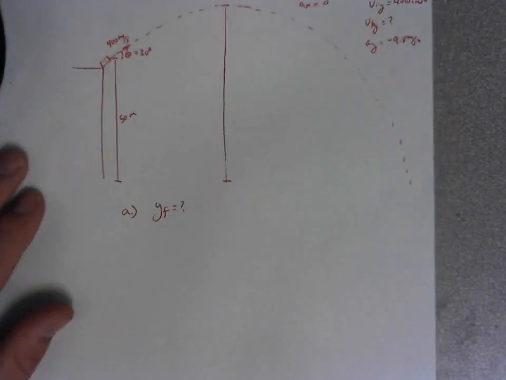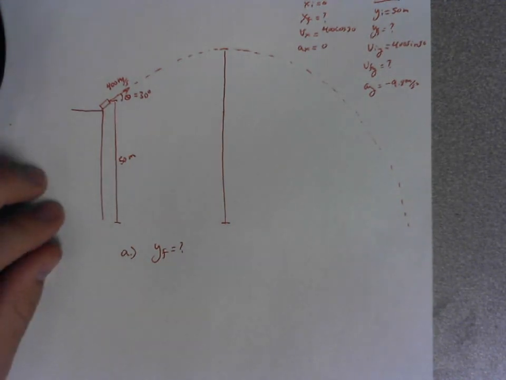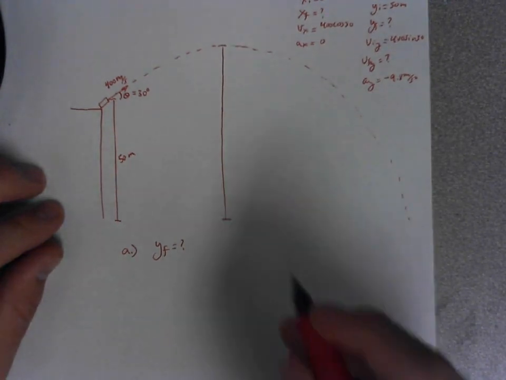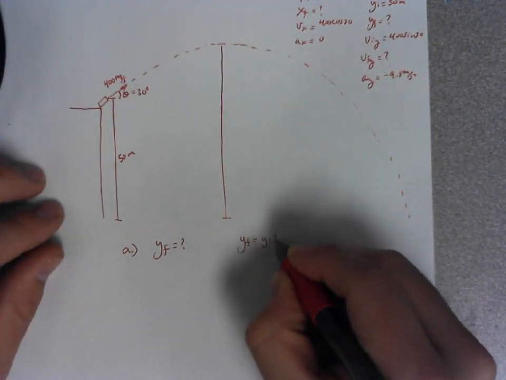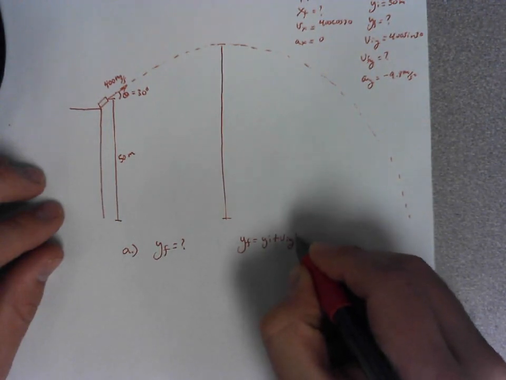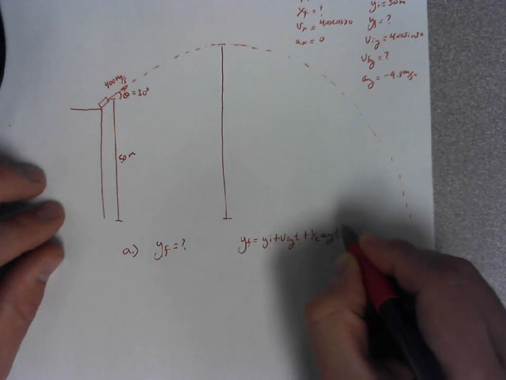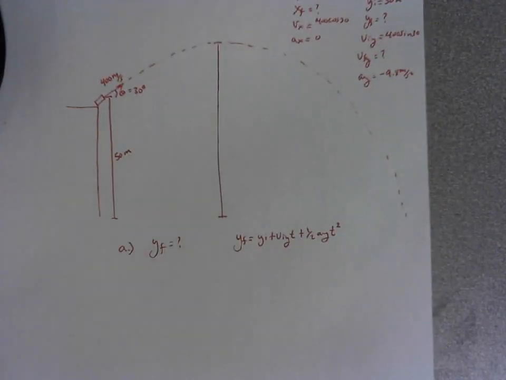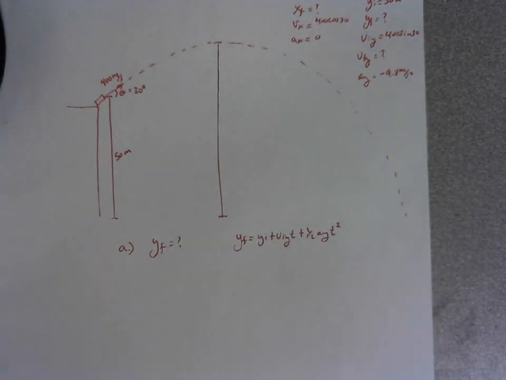All right. Well, we have two options here. We have two equations we can use to solve for y final, at least that come to me right off the bat. Maybe there's even more equations. But we've got y final equals y initial plus V initial y times t plus 1/2 Ay t squared. Our only issue with this one is that we don't know what t is. We can solve for t pretty easily though.